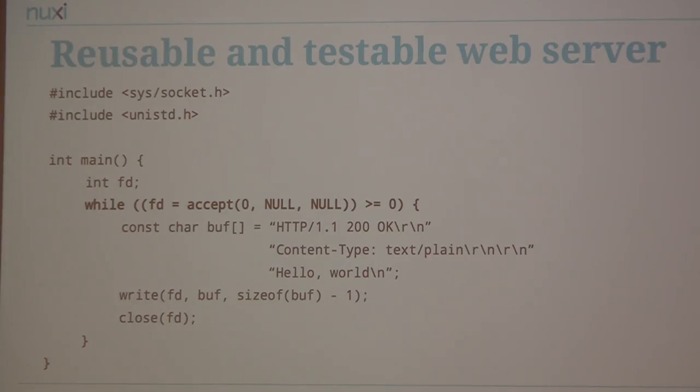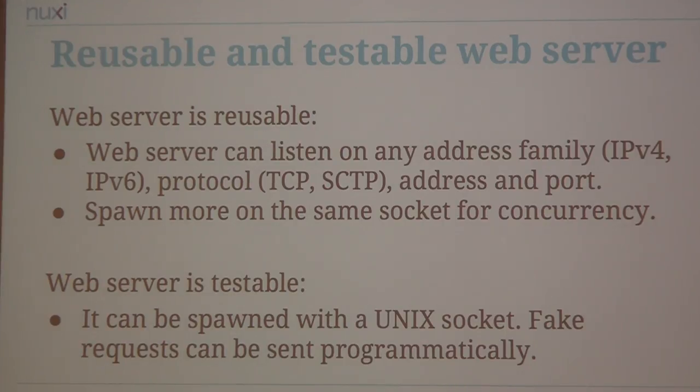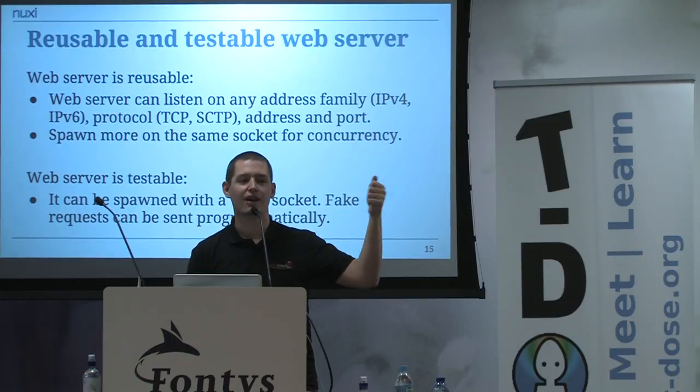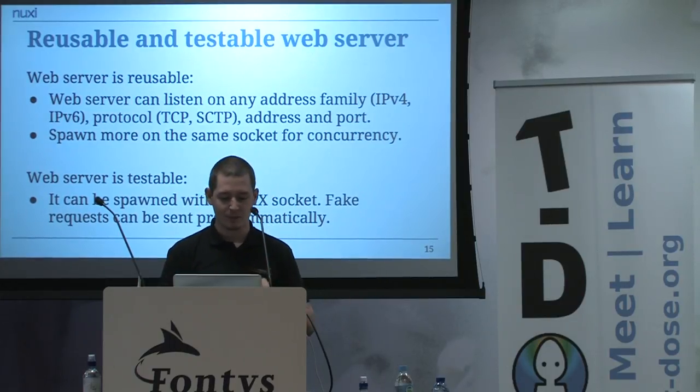Instead of creating a networking socket for you, this web server assumes that file descriptor 0 is a networking socket that is already provided on startup. And this has two advantages, namely it is reusable. This web server is not tied to any specific networking protocol. It might use TCP, it might use SCTP, it may use IPv4, it may use IPv6. And it's also really funny, I haven't written a single line of code, but this web server can actually be run concurrently. You could spawn 10 of them all using the same file descriptor of the networking socket, and you automatically have a pool of processes dealing with requests.